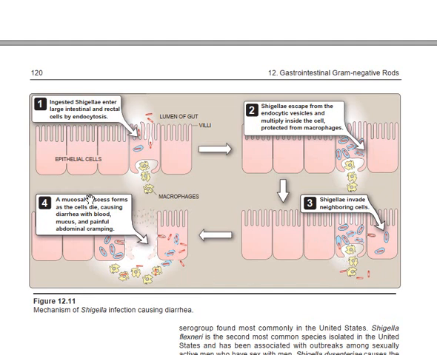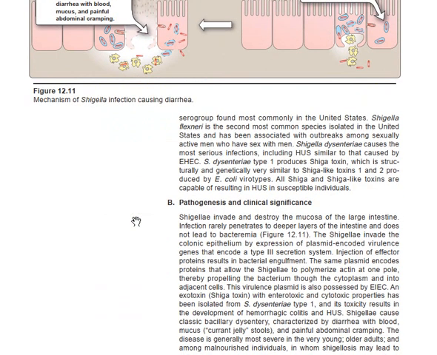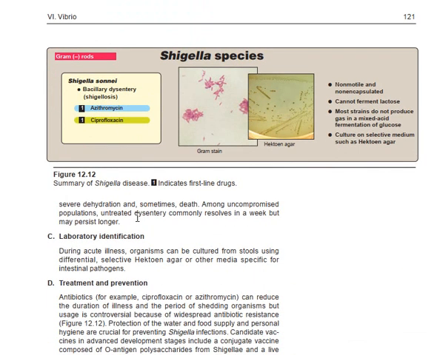Now the next one is mucosal abscess forms as the cell dies. So when the enterocyte dies, you have an abscess formation. Is it clear? And you have diarrhea containing pus, blood, mucus, and painful abdominal cramping, because the Shigella infects the enterocyte. So general characteristics of Shigella are that they are non-motile, non-encapsulated, they cannot ferment lactose, and most strains do not produce gas in mixed acid fermentation. So they can also do fermentation, and if they do fermentation, it means that they are anaerobic.